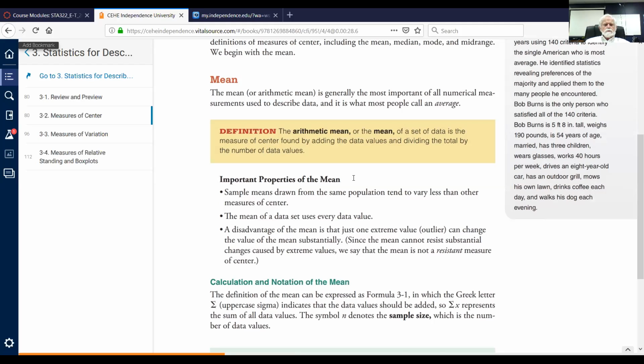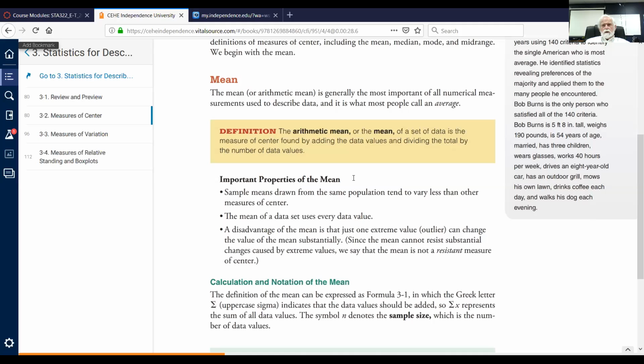Important properties of a mean: if we draw varying data sets from the same population, the mean, generally speaking, in the same population isn't going to vary very greatly. The mean of the set uses every single data value.